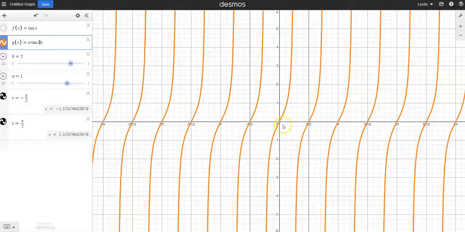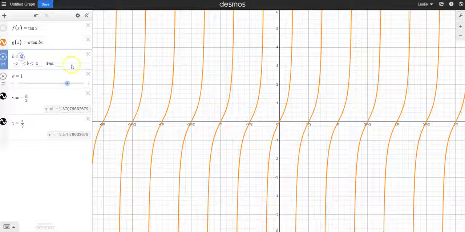Sure enough, there's a positive half of a cycle there and a negative half of a cycle. Together they make one cycle between 0 and pi over 2. So I have a period of pi over 2. And I got that by taking the normal period for tangent, which is pi, and dividing it by b, this number right here.